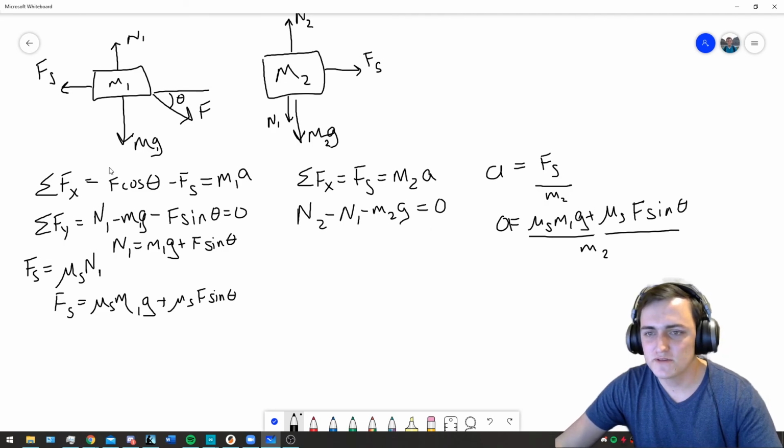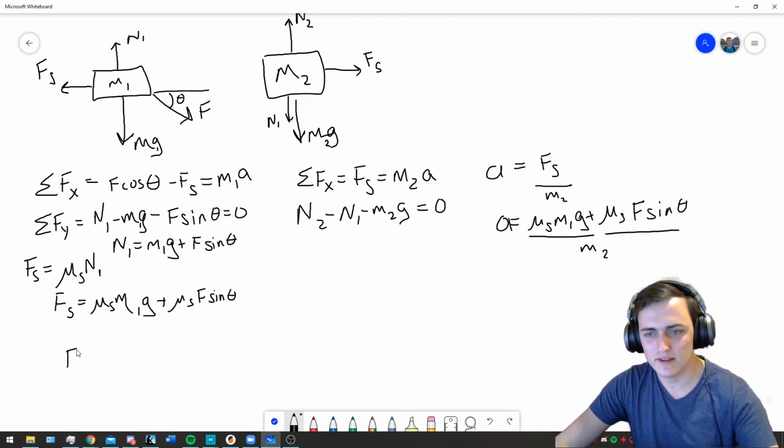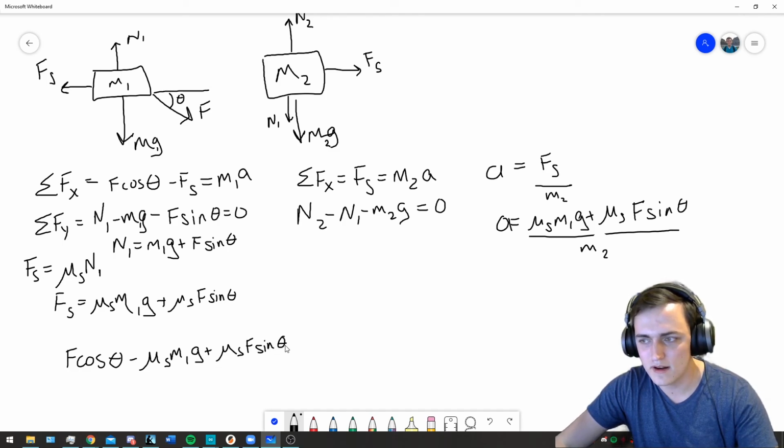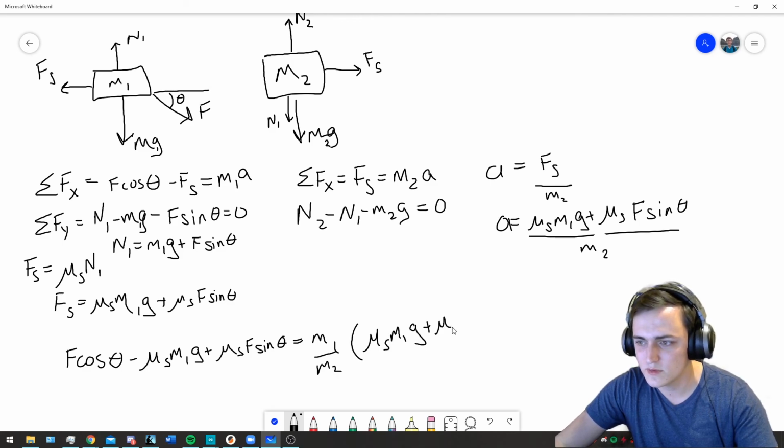And so we have an expression for a. We're going to go back to our first x expression and just start plugging in what we know. F cosine theta is fine. We don't plug anything in. Then we have minus the static friction. So minus mu sub s m1 g plus mu sub s f sine theta. And that is equal to m1 times a. So we have m1 over m2 times mu sub s m1g plus mu sub s f sine theta.